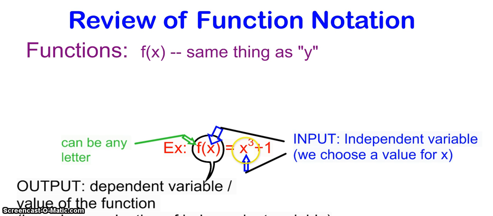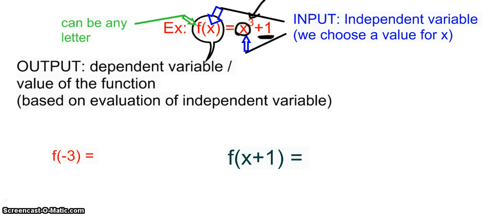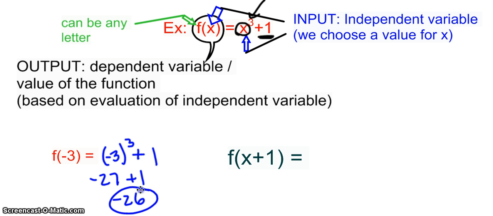So in this function, we're going to take our x, and we are going to apply the function of cubing. Then we're going to add 1. So to find f of -3, we're going to take -3, cube it, and add 1. Order of operations gives us -26.